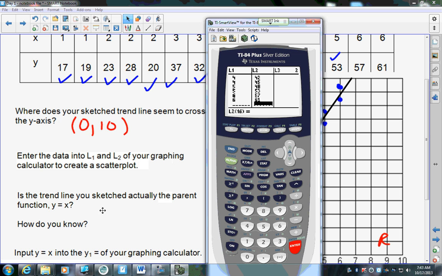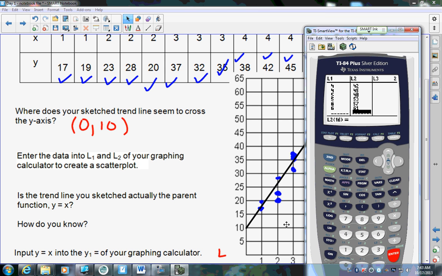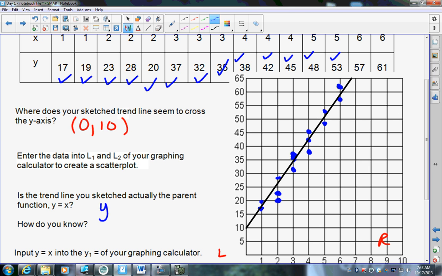Now, it says, is the trend line you sketched actually the parent function y equals x? Did we put in here y equals x? We didn't put in y equals x. How do you know that? The linear parent function, the constant, is supposed to be what? Not 1. y equals x plus 0. The linear parent function always starts at (0, 0). It has a slope of 1. So this one, if it was a linear parent function, it would be starting down here.